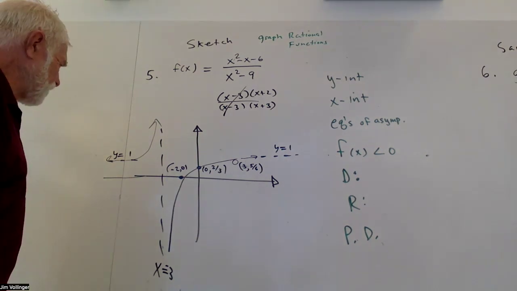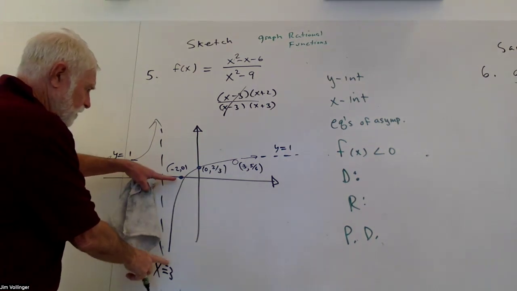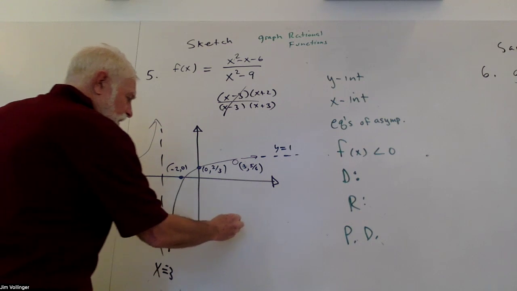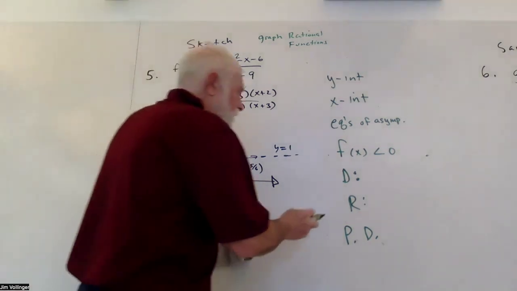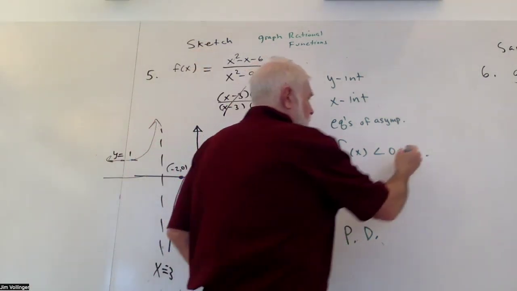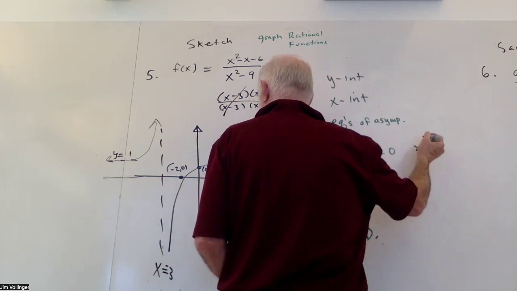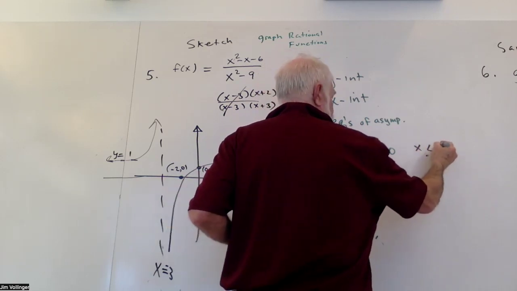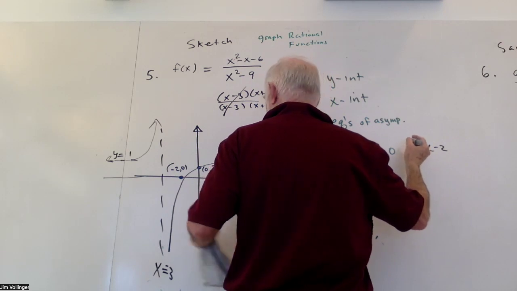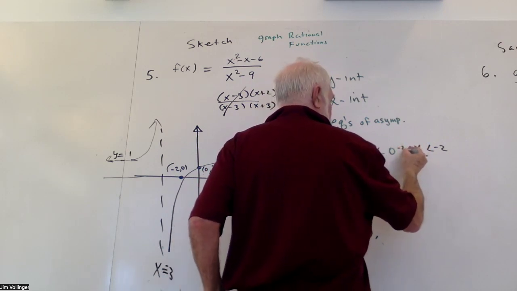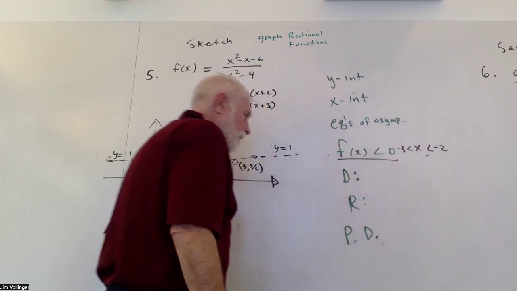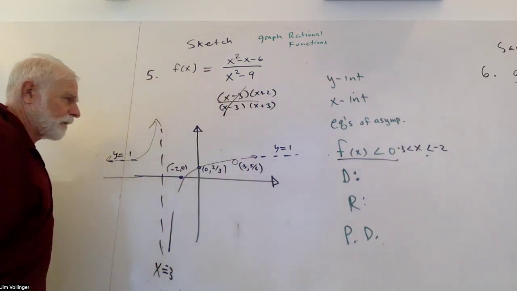When am I less than 0? Just this little segment right here from -3. So my x values, I guess over here, you can see this. X has to be what? Less than -2, but greater than -3. That's when I'm getting negative y values.